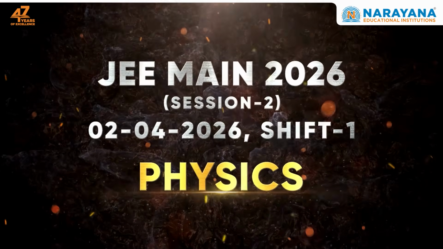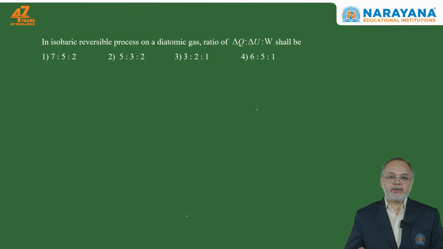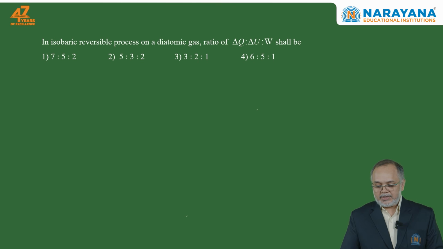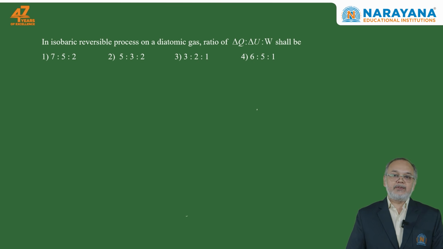Questions of today's first shift paper. So in this, if you see the question on the screen: in an isobaric reversible process on a diatomic gas, the ratio of delta Q, delta U and W shall be. So this ratio we have to find.